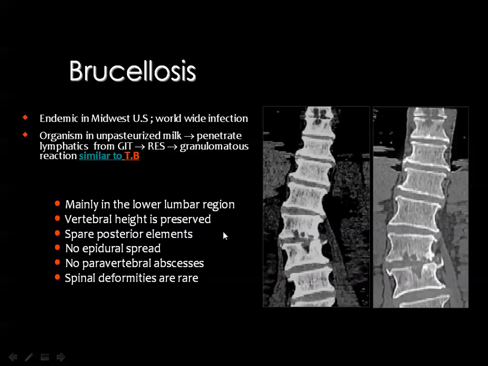In this disease, the vertebral height is preserved, so you do not get spinal deformities or kyphosis. Also, you do not see paravertebral abscesses as is well known in pyogenic or tuberculous spondylitis. There is no spread to the spinal canal, so there is no chance for the formation of epidural abscesses, for example, and there is no involvement of the posterior elements.